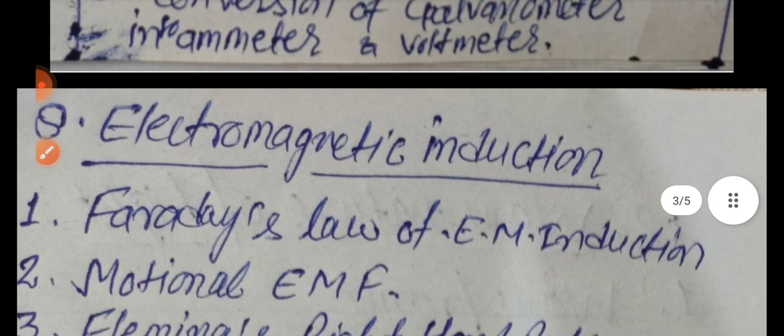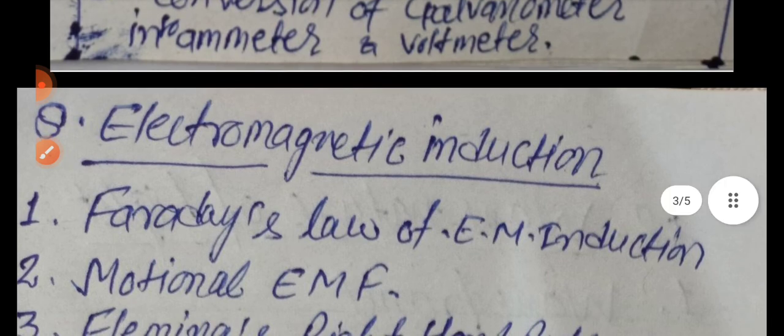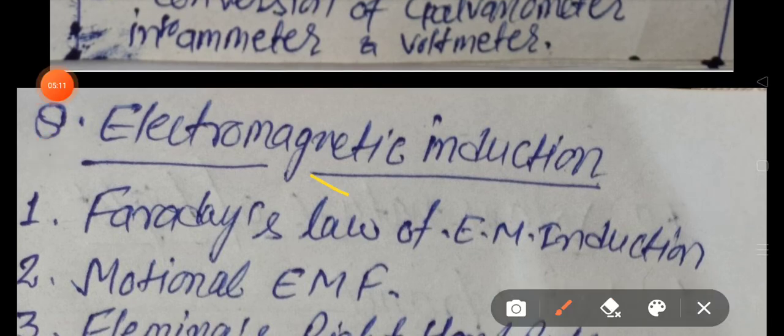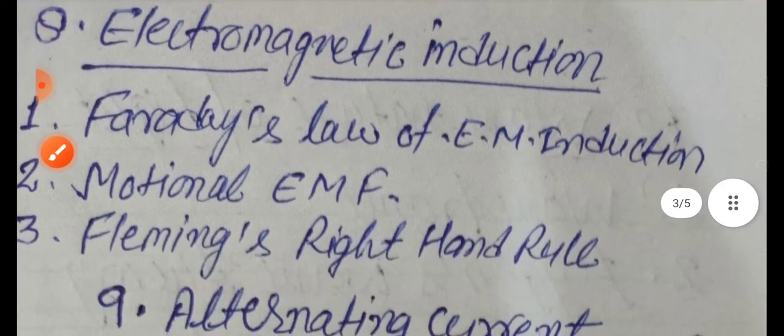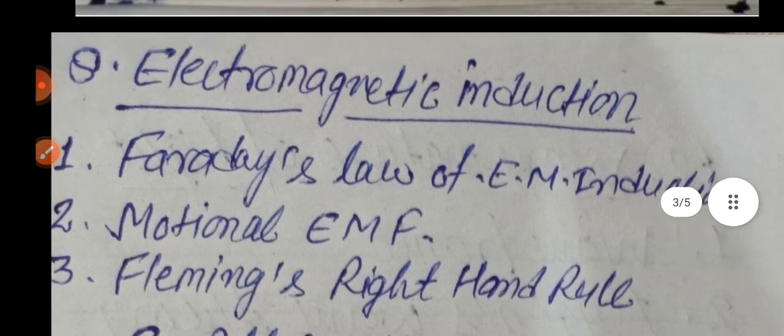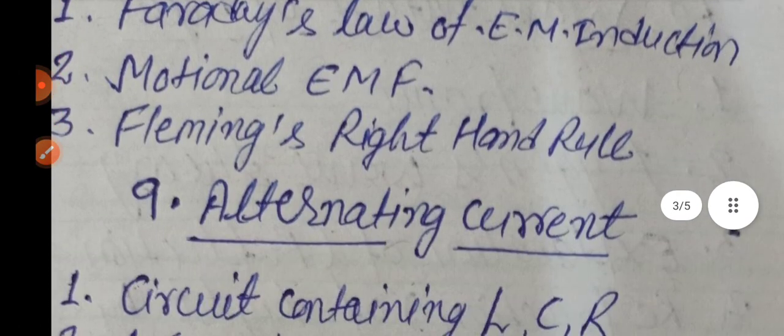Chapter 8, electromagnetic induction. First, we have to learn Faraday's law of electromagnetic induction. There are 2 laws given by Faraday. Then motional EMF and Fleming's right-hand rule.